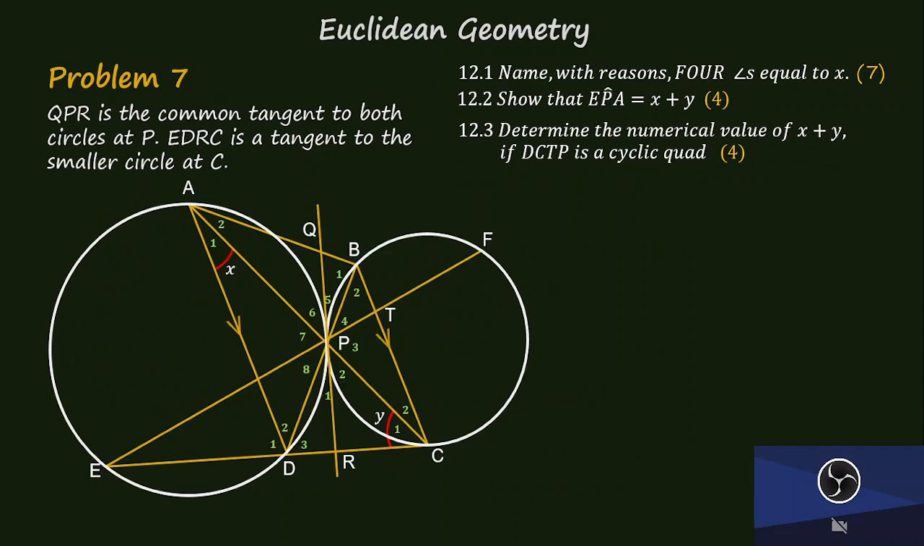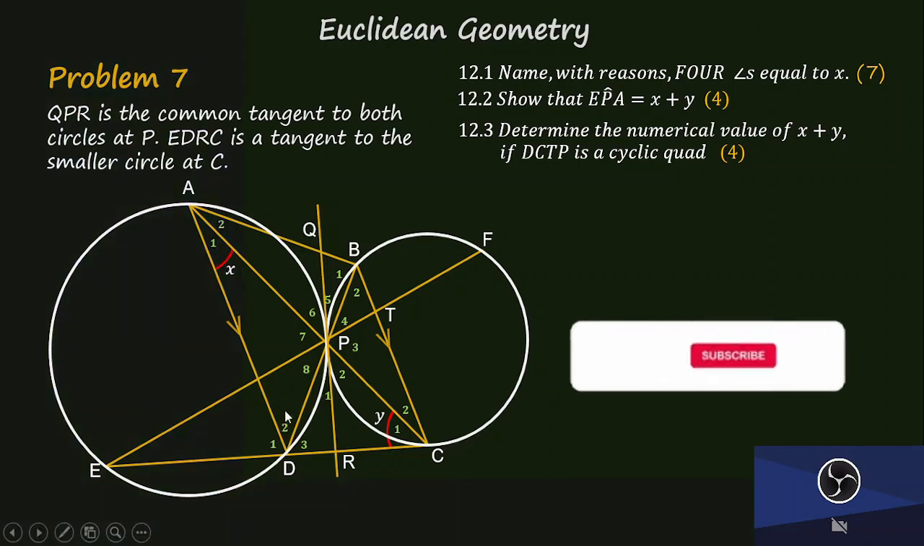We are told that QPR is a common tangent to both circles. So it's a tangent for this circle, and it's a tangent for the bigger circle as well. And EDRC is a tangent to the smaller circle at C, only the smaller circle at C, right? The first problem: name, with reasons, 4 angles that are equal to x. We are given that A1 is x, so we need to find 4 more angles that are also equal to x.